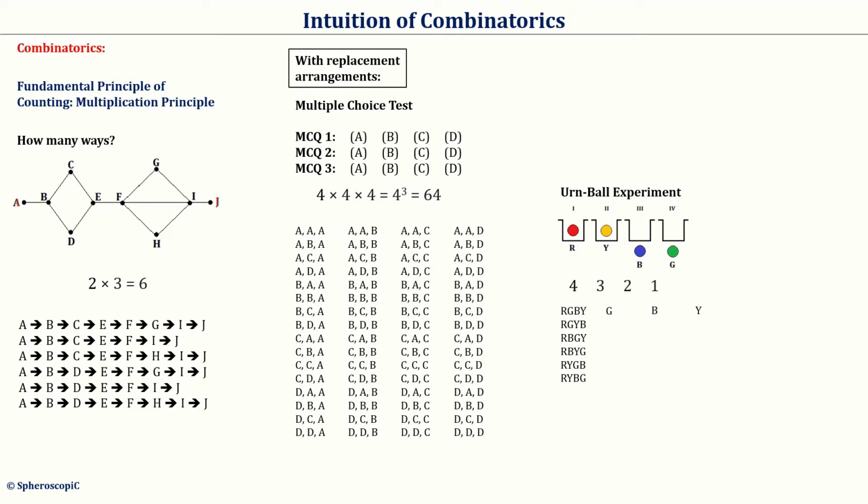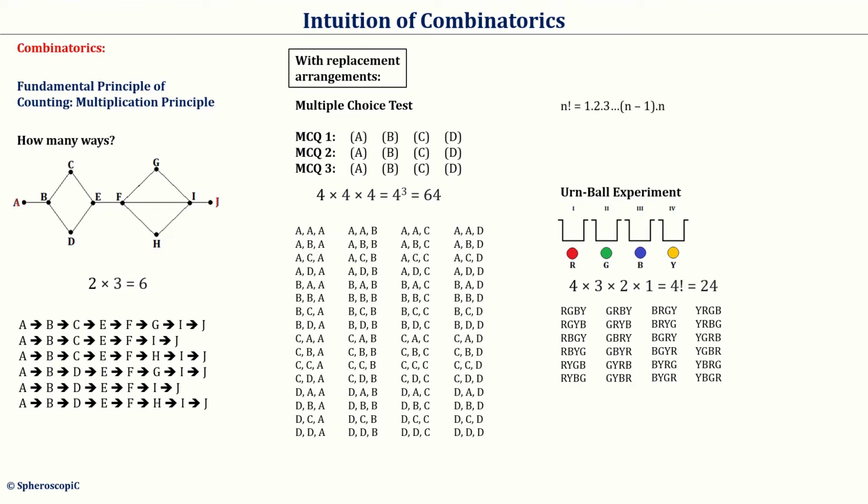In a similar way, when we put green in first urn, these are the possible arrangements in which 4 colors can be put in 4 urns. When we put blue in first urn, these are the possible arrangements, and when we put yellow in first urn, these are the possible arrangements. So total 24 ways of arrangements are possible in which these 4 colors can be put in 4 urns. This expression can be written as 4 factorial. Factorial notation was first introduced by French mathematician Christian Kramp in the year 1808.